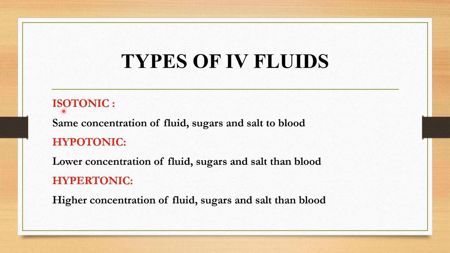So isotonic is same concentration of fluid, sugars, and salt comparing to blood. Hypotonic. Hypo means less, tonic means concentration. Lower concentration of fluid, sugars, and salt than blood. Hypertonic. Hyper means high, tonic means concentration. Higher concentration of fluid, sugars, and salt than blood.